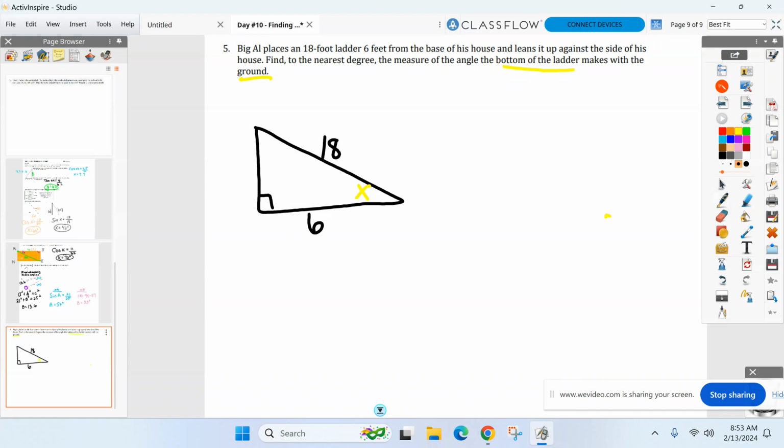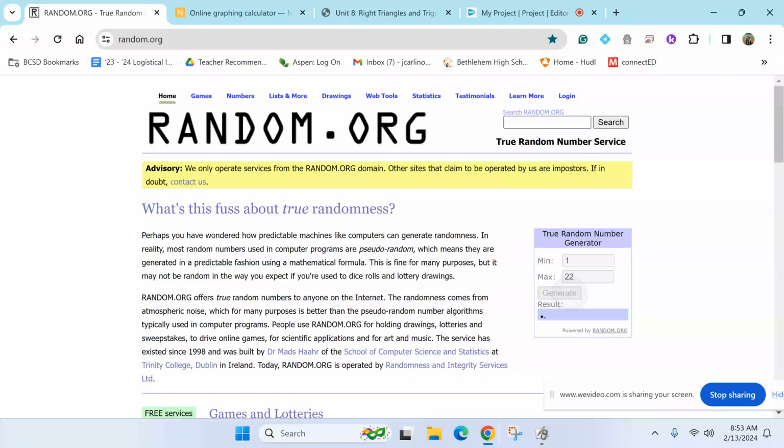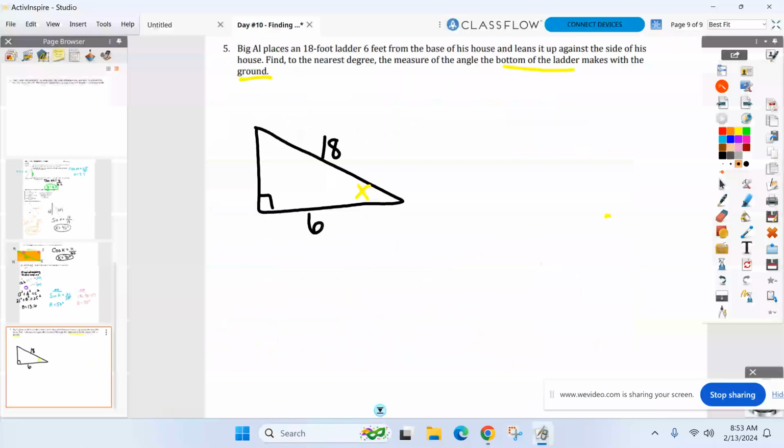So what sides do we know here? 6 and 18. What sides are we working with? Alexi? 6 is? And 18? Darn right. So we can use cosine here, everyone. Cosine.